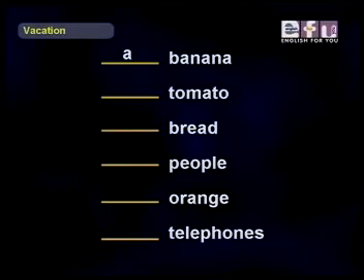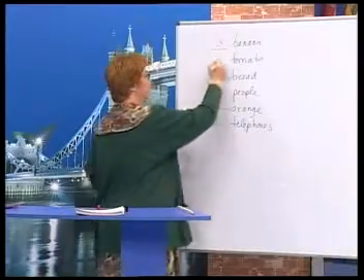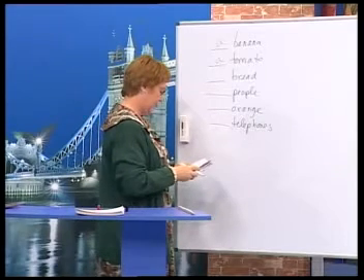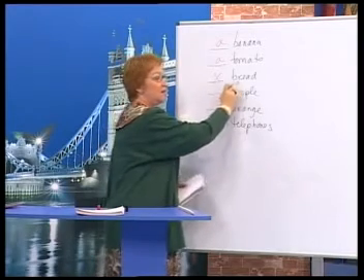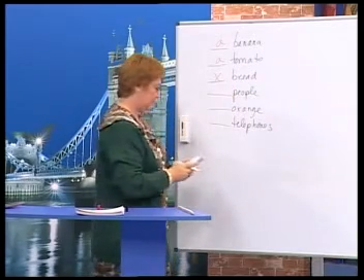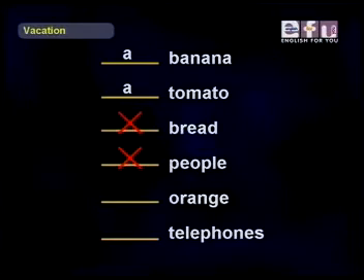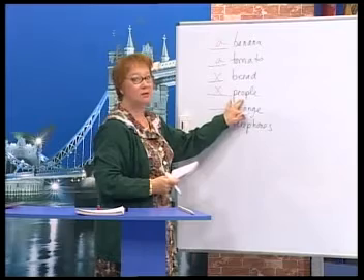Now, let's do these one by one, and we'll start with Susan. A banana. Yes. A banana. Okay. Next one, Ali. A tomato. Yes. This is general. Any tomato. Okay. Isabel. Bread. Just nothing, X. Okay. It's non-count. Bread is non-count. Now, Ali. People. X. Okay? This is general. It's countable, but it's general.